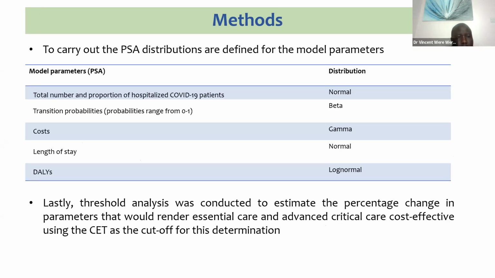In your modeling approach, each of your parameters you need to identify which distribution they follow. For instance, total number and proportion of hospitalized patients follow normal distribution. Yeah, that is debatable. Transition probability, all the probabilities follow a beta distribution. Costs normally follow gamma. Length of stay, we assign normal. DALYs, we assign log normal.